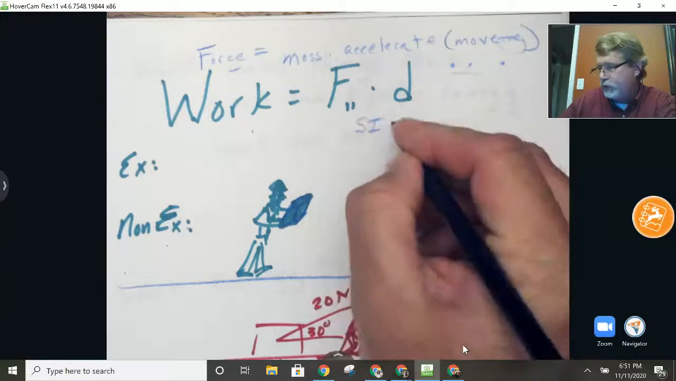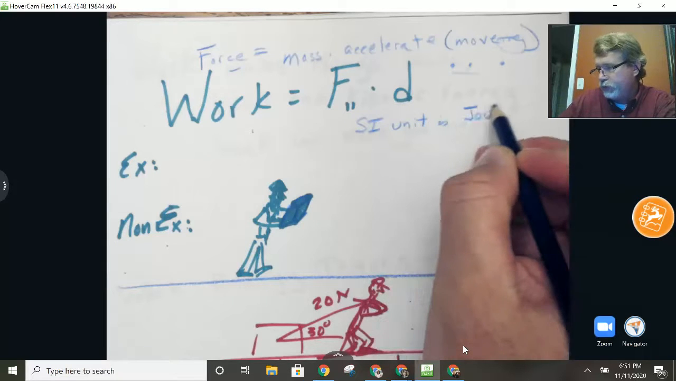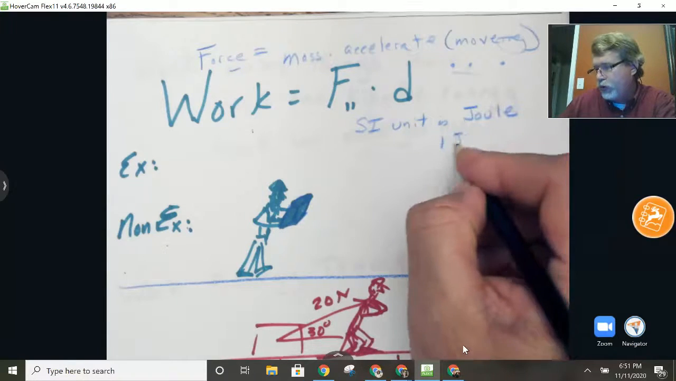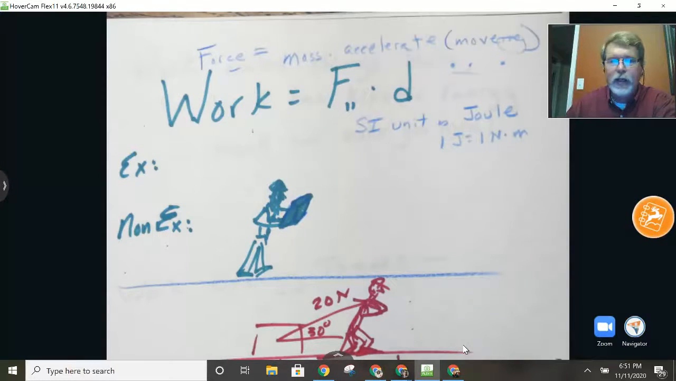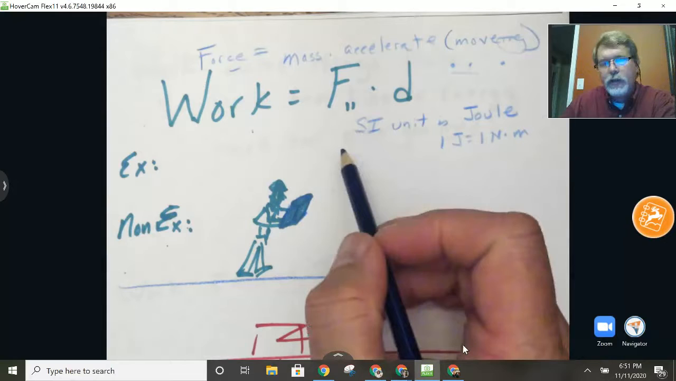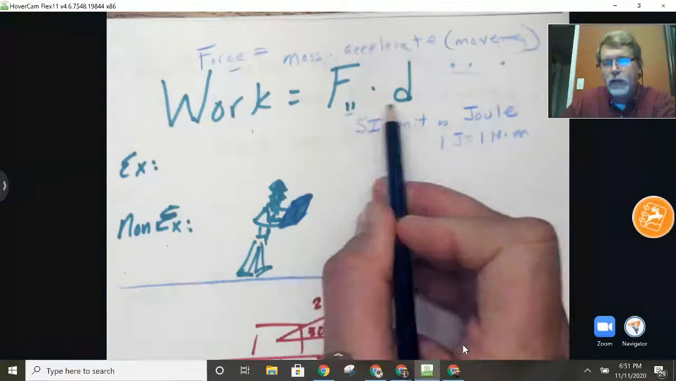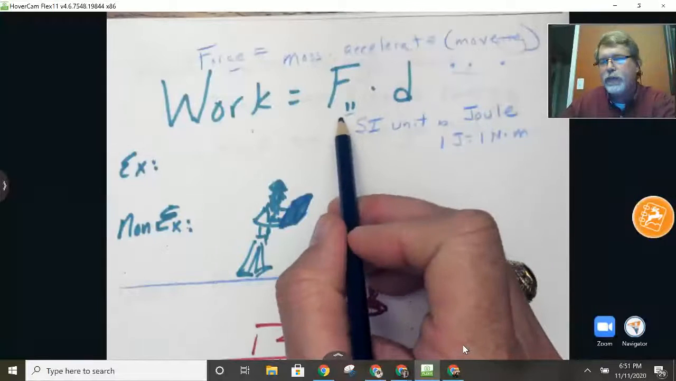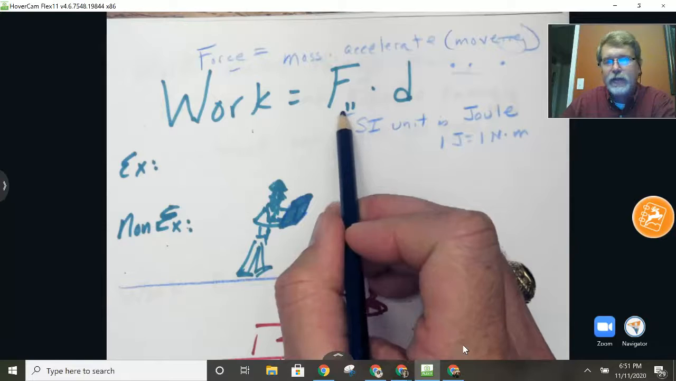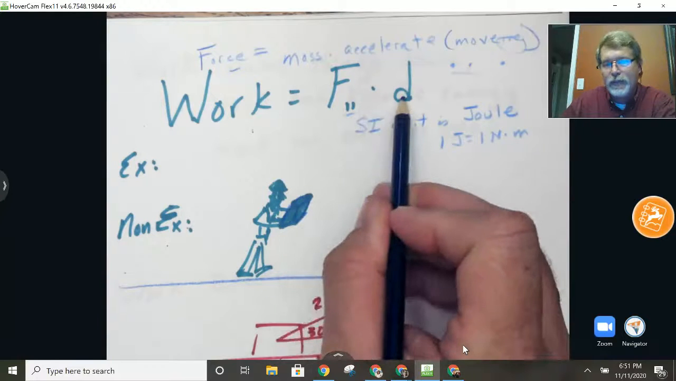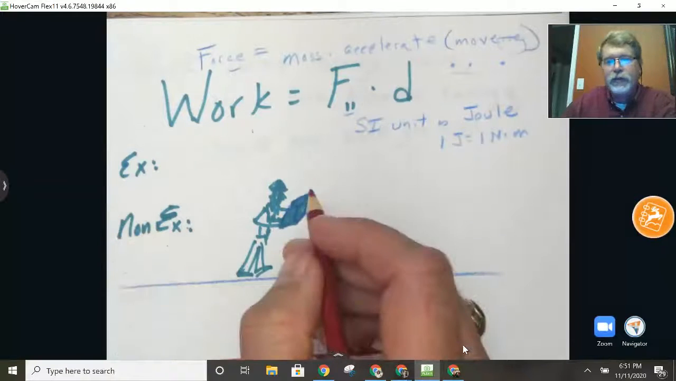The SI unit is a joule. All right, and 1 joule equals 1 Newton meter, okay? And so the only real trick to this, or thing to think about, is we must be looking for the force that's parallel to the displacement. Now, this is not force parallel from force normal on an incline. This is simply the force that's parallel to the displacement. So it could be a different trigonometry function to get that.